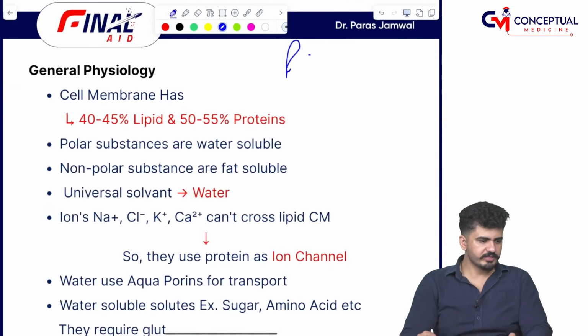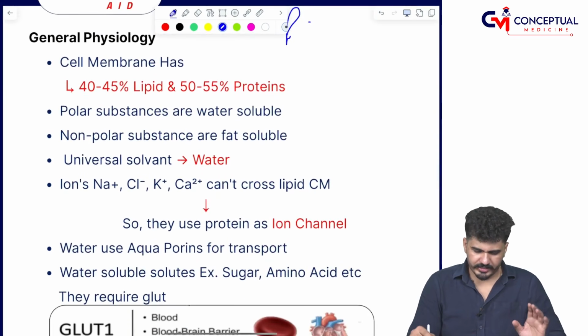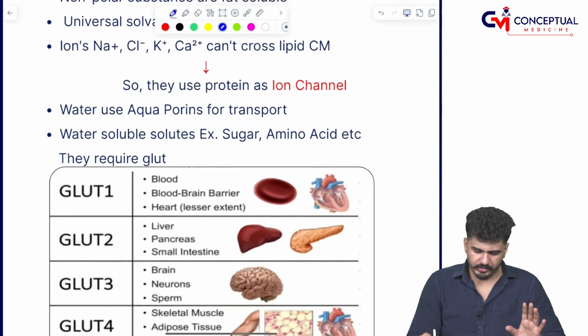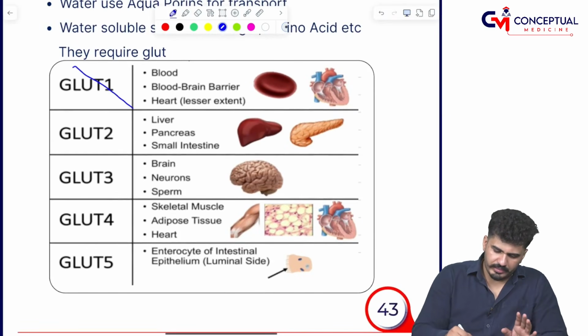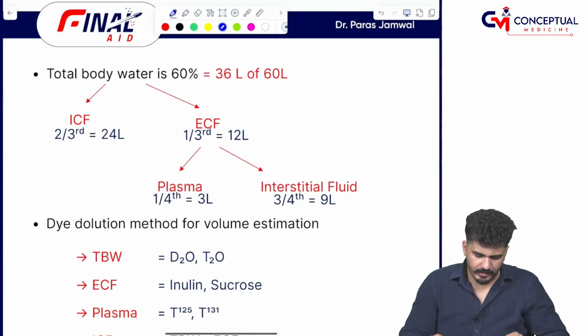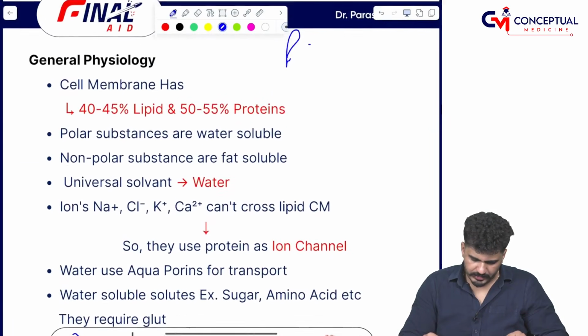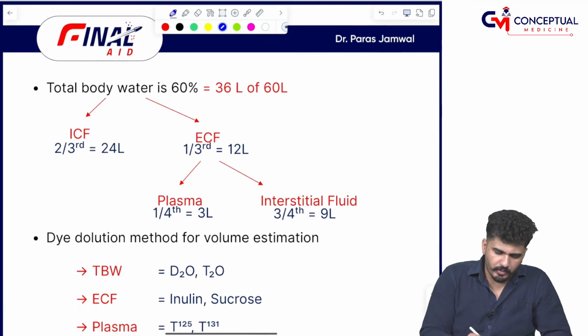Now, general physiology is the last topic we are going to do in physiology. Now, let's talk about this general physiology. In this, a very important thing to remember is the glucose transporter part. We will again discuss it in the biochemistry part, sir. Now, an important thing I want to tell you right here is total body water.